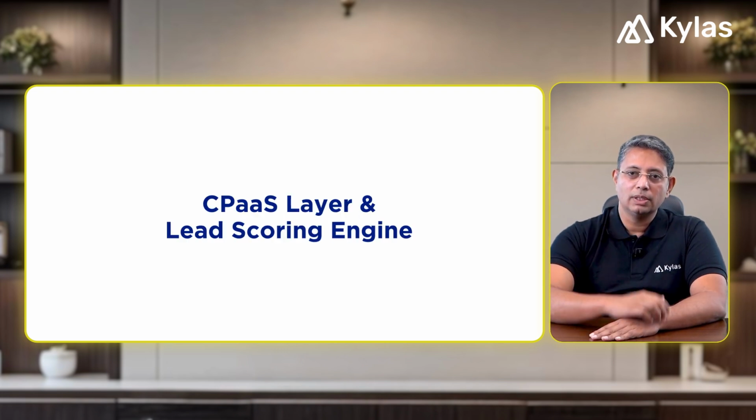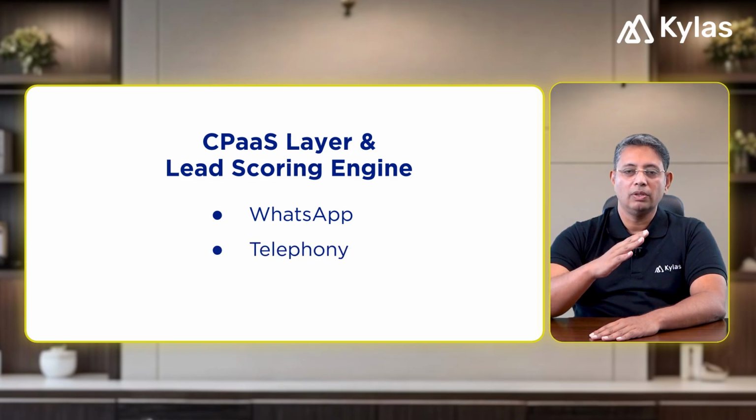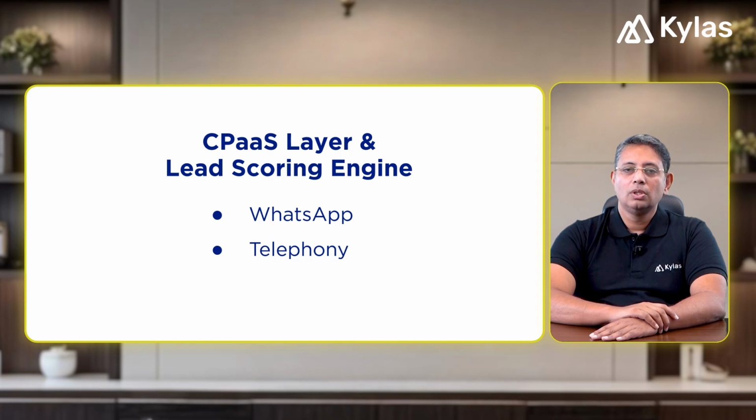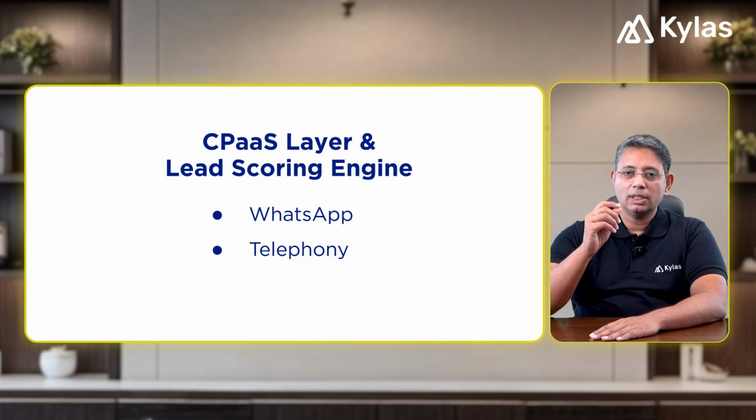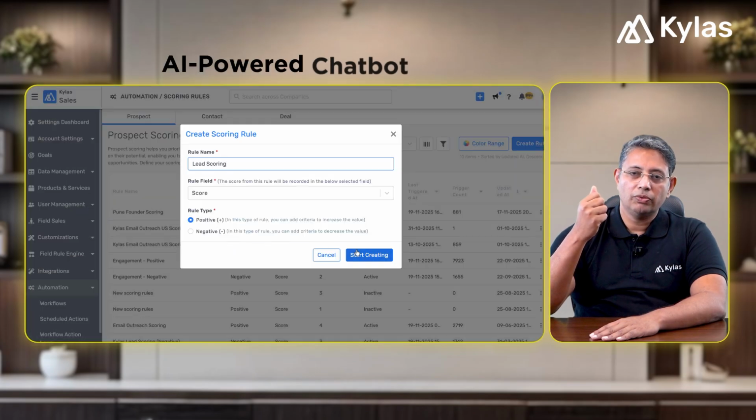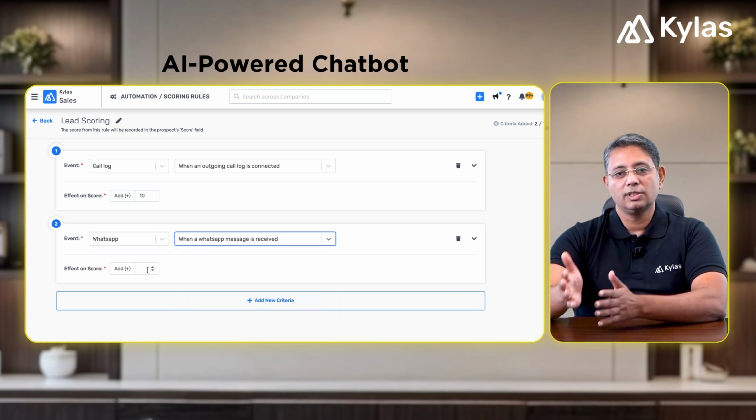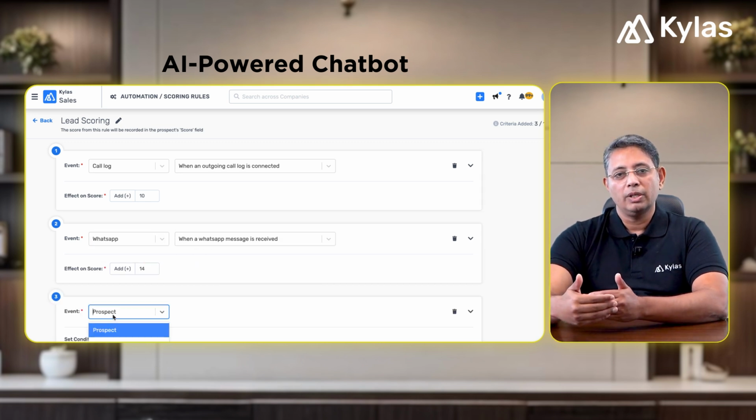The next most important thing is the CPaaS layer and scoring engine. In India, the most important channel is WhatsApp and then telephony. If the phone is missed, you still have an open channel and a bot. As I said earlier, all the CPaaS data or any interaction with a brand should come back to the CRM and we should be able to score it. For example, let's say you have a student inquiring, you didn't pick up the call, but he's responded on WhatsApp and you know the course.